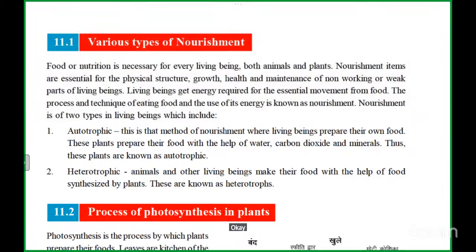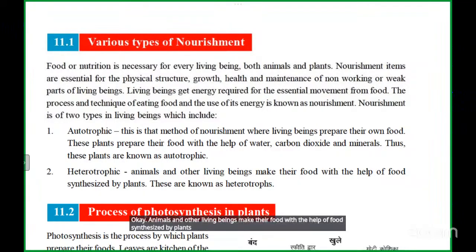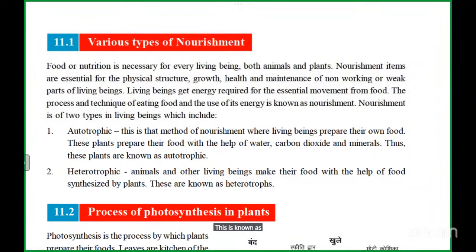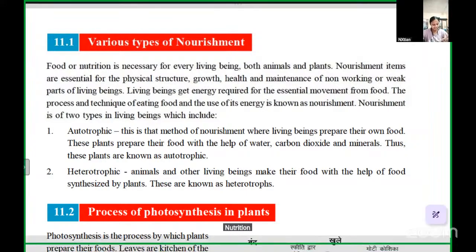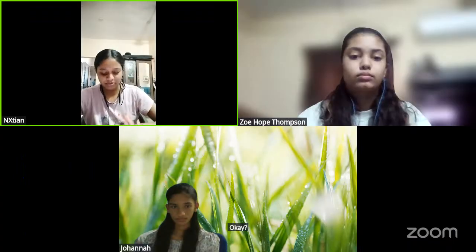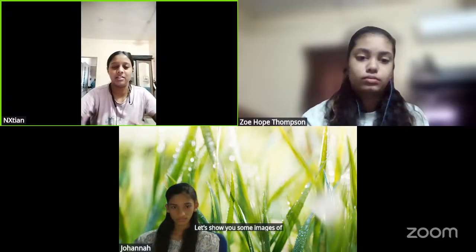Animals and other living beings get their food with the help of food synthesized by plants. Food that is synthesized by plants means prepared by plants. This is known as heterotrophic mode of nutrition. Okay, let's show you some images of autotrophic and heterotrophic.